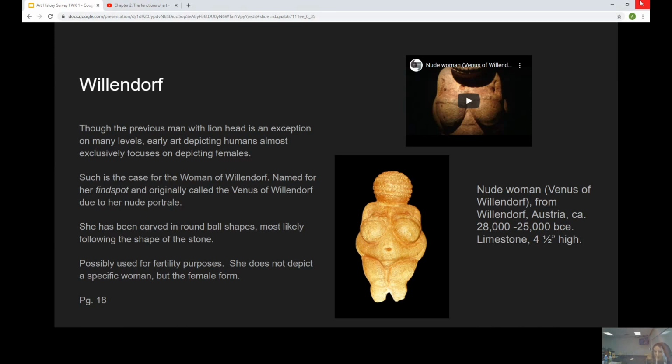She was originally named Venus because they thought she was a female goddess from the time period. There were many of these female figures found that were fairly similar, with large breasts and a highlighted pubic region. So people thought maybe there was a fertility goddess that existed at that point in time, which wouldn't be surprising because a lot of cultures have that. But we can't be for sure, so they removed the title of Venus.